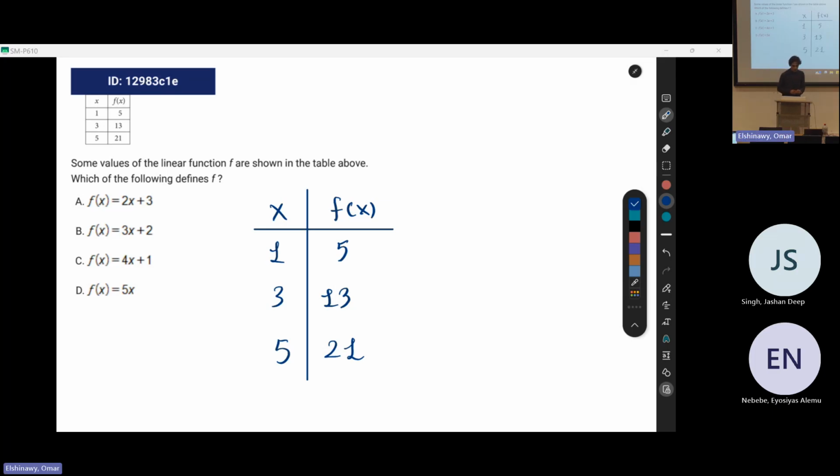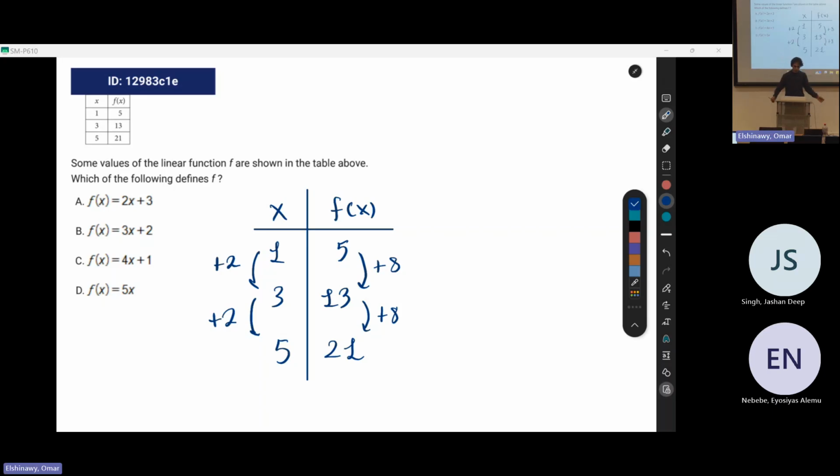Increases. Okay, so we move 2 points here. And how many points do we move on the other side? 8, yeah. 13 minus 5 is 8. Okay. And then I move 2 more steps, and 8 again. Then it's also 8. Okay, so if I move one step, it's 4. 4, right? This is obvious.